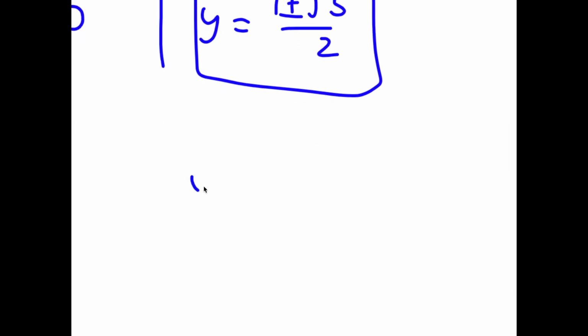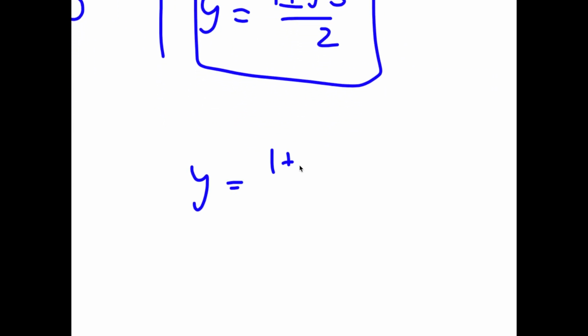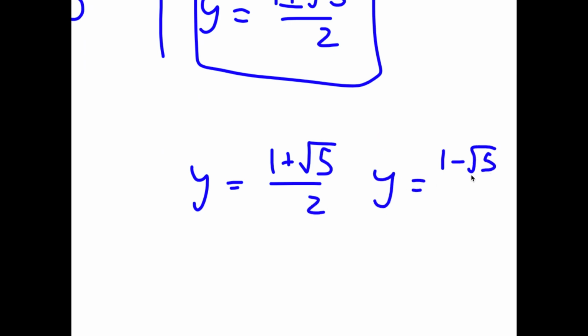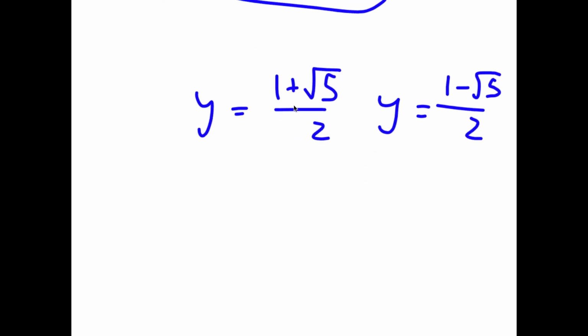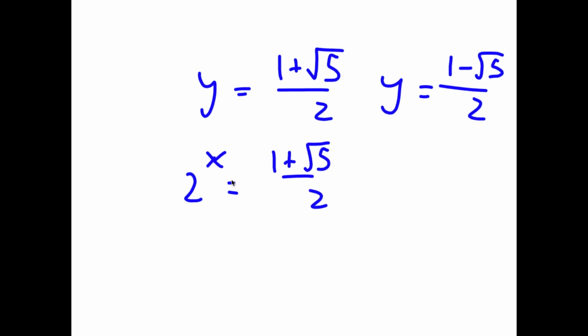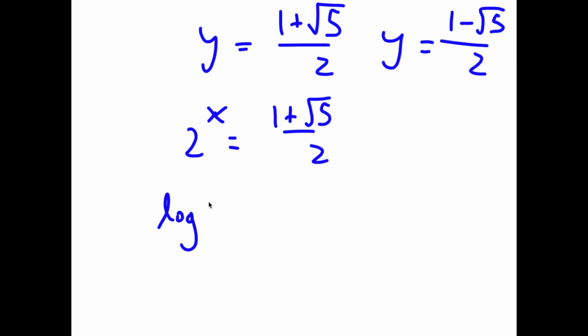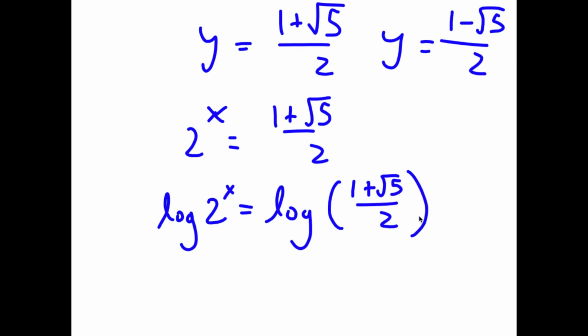Now I have y is equal to 1 plus the square root of 5 over 2, and I have y is equal to 1 minus the square root of 5 over 2. So for y equals 1 plus the square root of 5 over 2, I have 2 to the power of x is equal to 1 plus the square root of 5 over 2. And if I take the log on both sides, I have log of 2 to the power of x is equal to log of 1 plus the square root of 5 over 2.